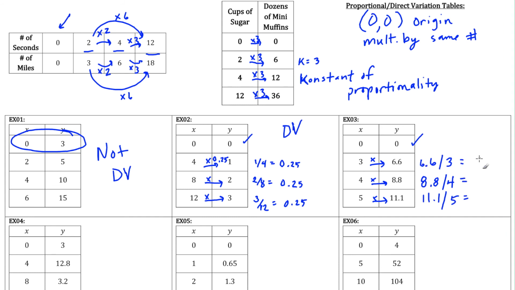So 6.6 divided by 3 is 2.2. 8.8 divided by 4 is 2.2. And 11.1 divided by 5 is 2.22. So this one isn't right. This one right here isn't the same as the others. So not direct variation.